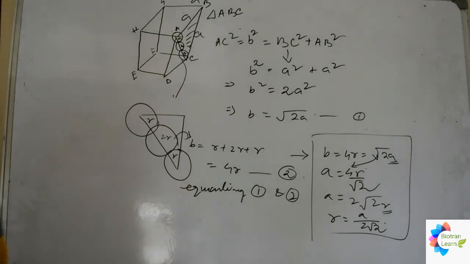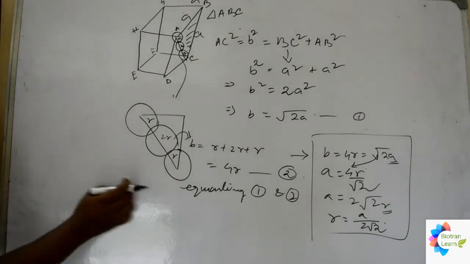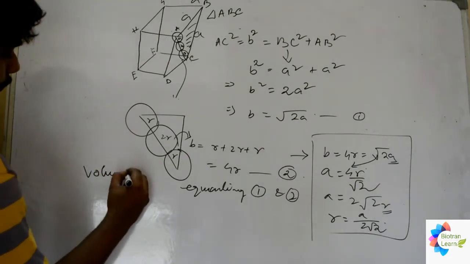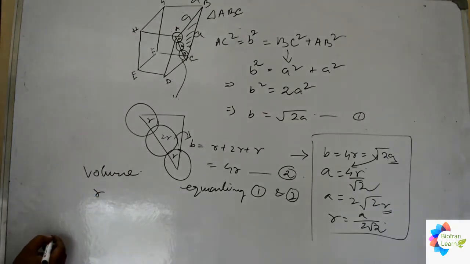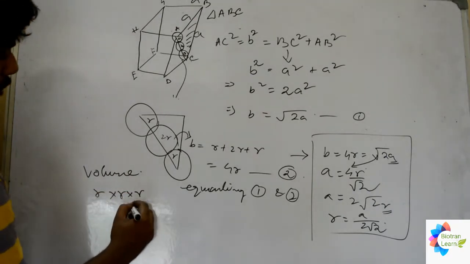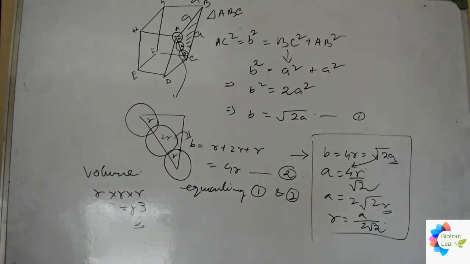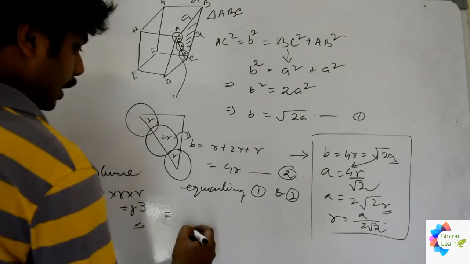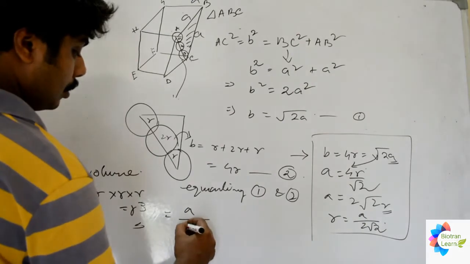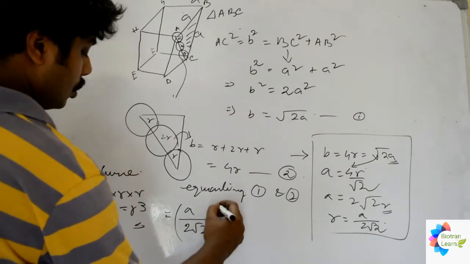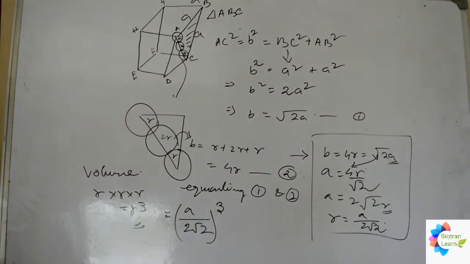Then we will be calculating the total volume, right? Now let's see how can we calculate the volumes. Okay, now let's come to this portion. Let's calculate the volume. R into R into R will be R cube in this particular case, hence we can have A by 2 root 2, right, like this one.